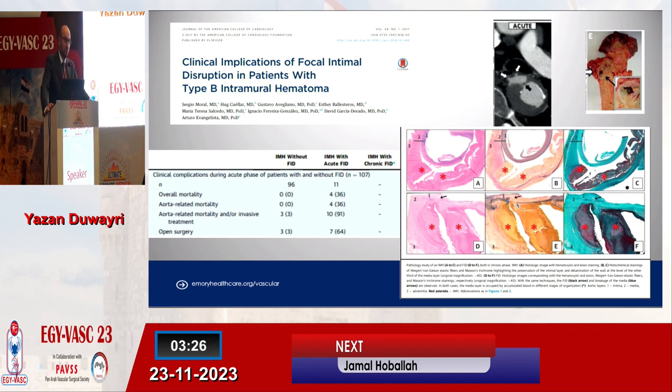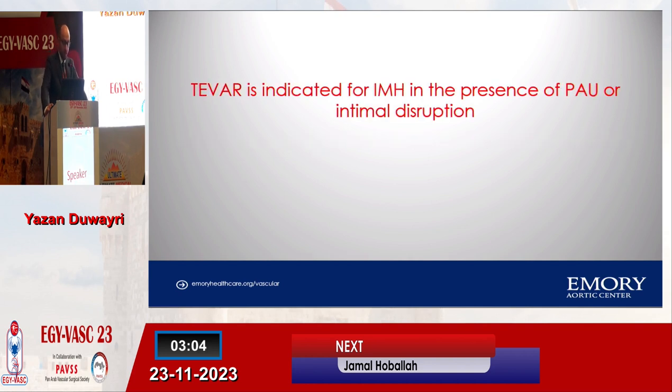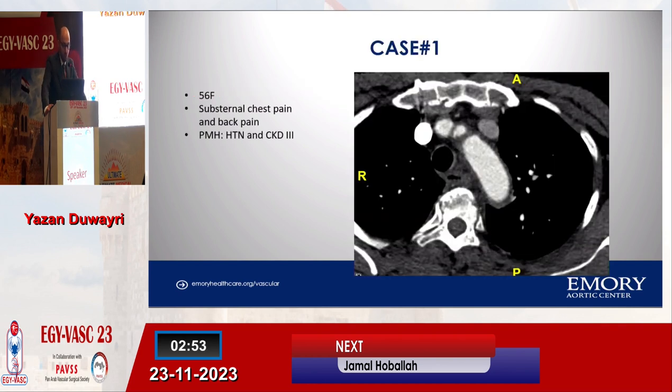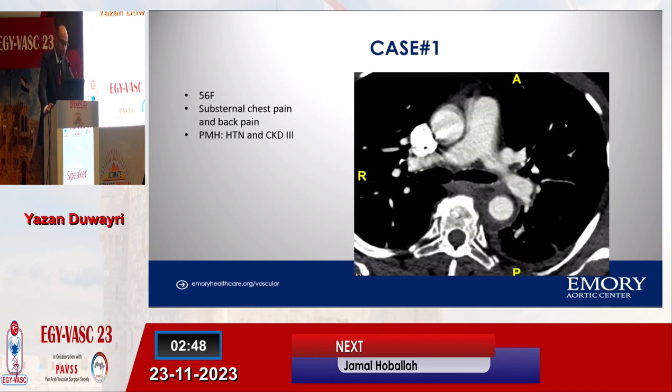So this tells us that those patients who have a focal intimal disruption should be looked at and considered for more aggressive treatment with TEVAR, as opposed to the other treatment option in the patients who do not have penetrating aortic ulcers, which should be medical management and blood pressure control with anti-impulse therapy and beta blockers. So in general, TEVAR is indicated for patients who have intramural hematomas in the presence of PAUs or any intimal disruption. I'll show a couple of cases showing favorable and unfavorable anatomy.